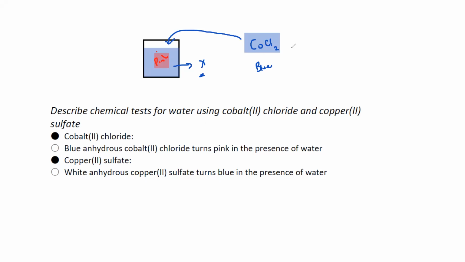And what is the equation for this reaction? You should know the equation: we have cobalt chloride, CoCl2. If water molecules are there, like 6H2O, as a result, the reaction is reversible, so it will form CoCl2·6H2O. What is the meaning of this dot 6H2O? This water, dot 6H2O, means it is water of crystallization.